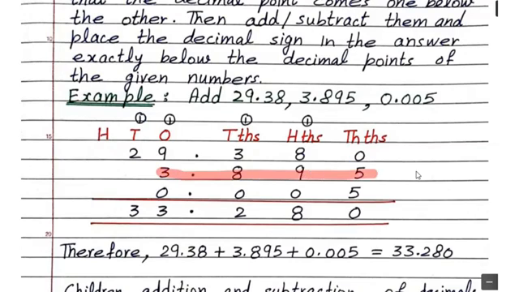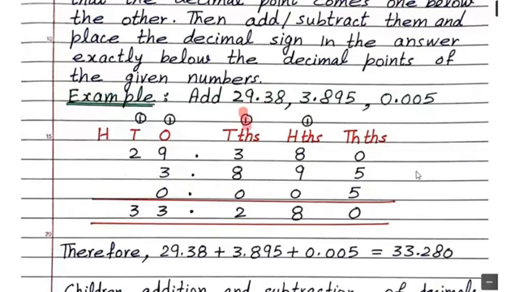So here, now 3.895 is the next number. Then 0.005 is the last number. Now children, how to add them? First of all, 0 plus 5 is 5. So 5 will come here. Then 5 plus 9 is 14, so 4 will come here and 1 will go on the top. So 1 plus 8 plus 9 is how much? That is 18. So 8 will come here and 1 goes on the top of the next.